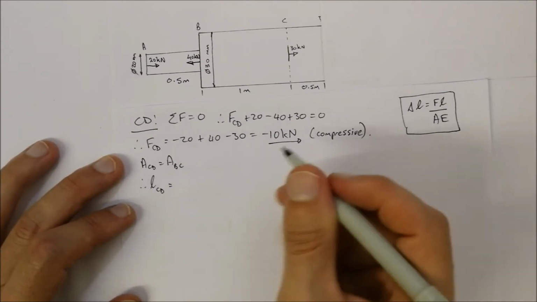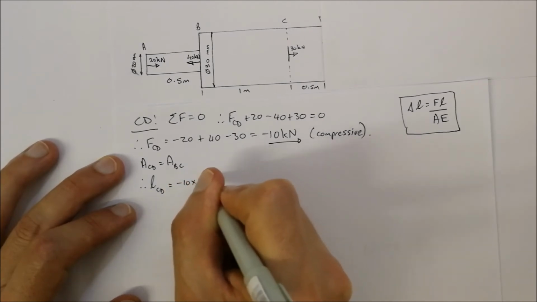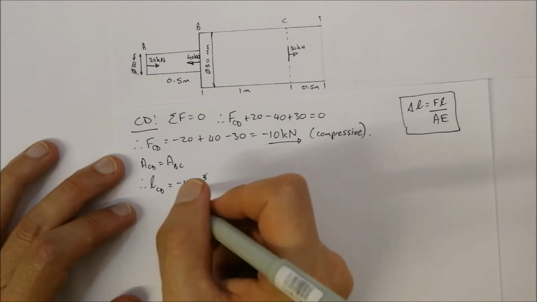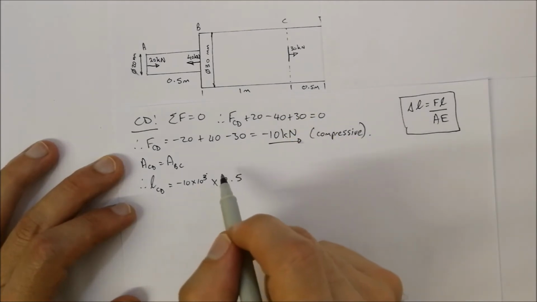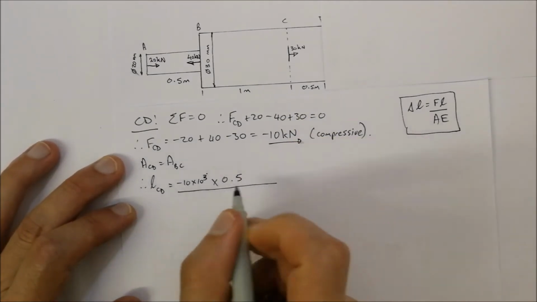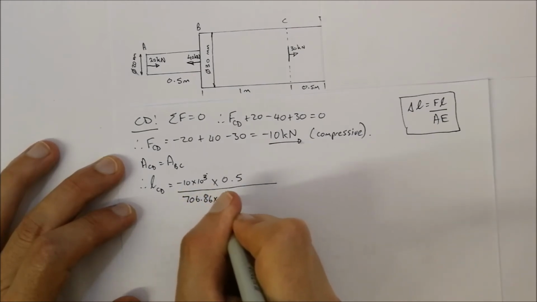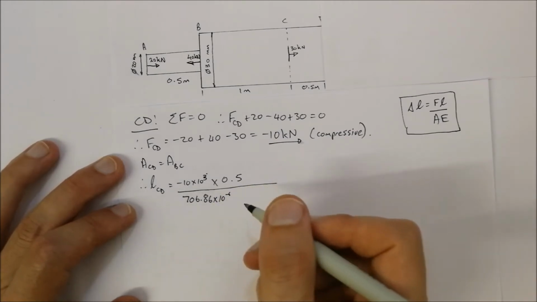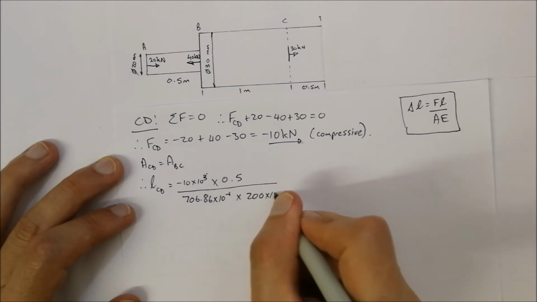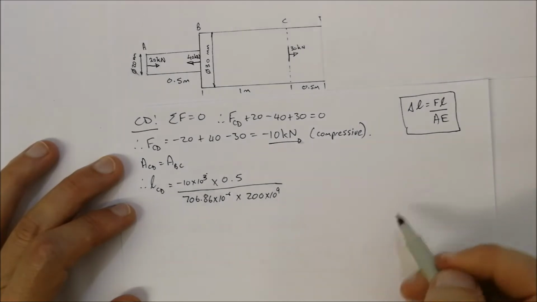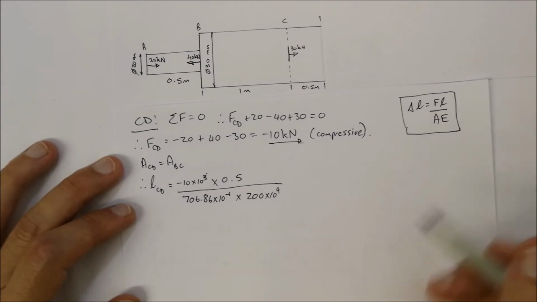Okay, so we've got a force that we calculated, that's negative 10 kilonewtons, or 10 to the power of 3. Multiply that by 0.5, because it's 0.5 meters in length, and we divide that by the area, which we've calculated to be 706.86 times 10 to the minus 6 square meters, and that's multiplied by 200 gigapascal, and that's for E. So this E value is something that you'll be given as the properties of that specific material.